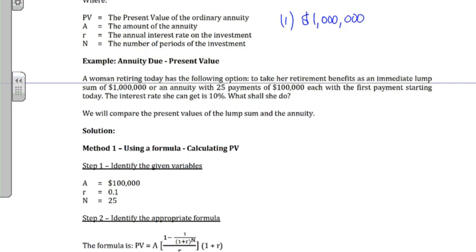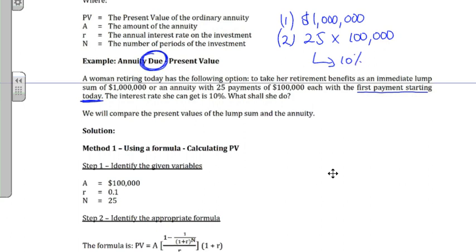Or she's entitled to 25 payments of $100,000. But when does she get them? First payment starting today. Annuity due. Her interest rate on this particular deal will be 10%.